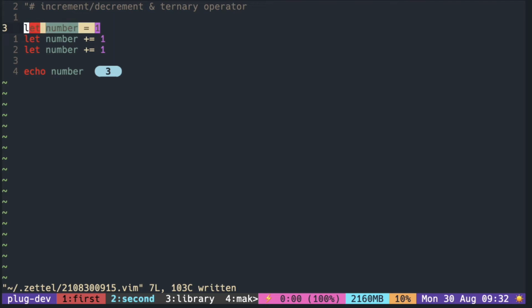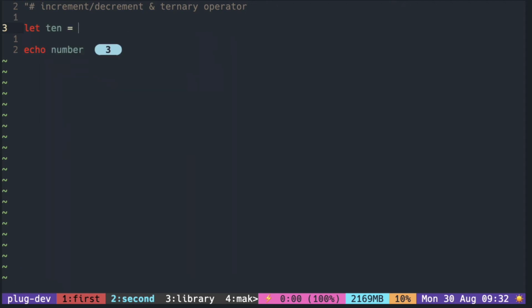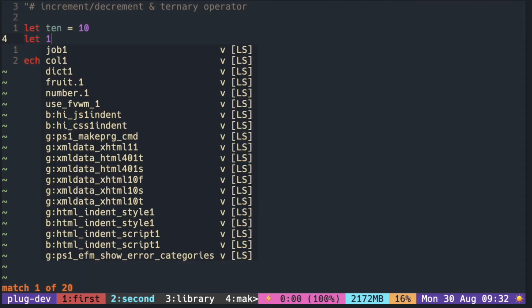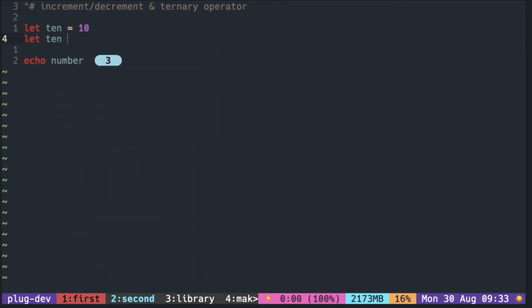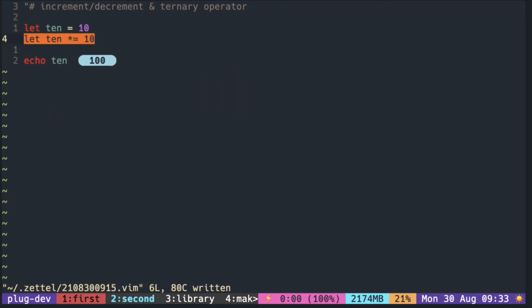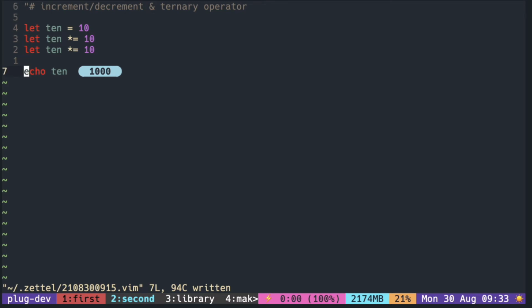And it also works with any other operators as well. So you have 10 and you want to raise its power. Then you can do that as well.